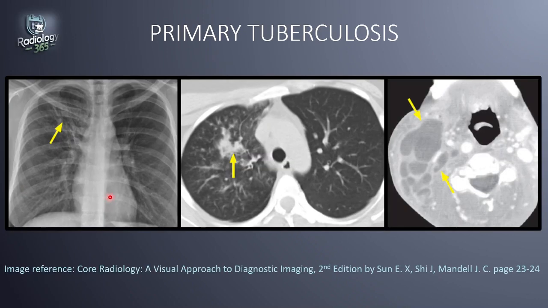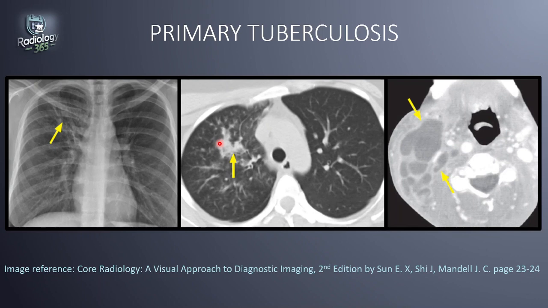So this chest radiograph on the left here shows a vague right upper lung opacity where the arrow is. It's a vague lesion. And the CT shows a patchy opacity in the lower portion of the right upper lobe with adjacent tree-in-bud nodularity. So if you look around, there are some nodules that appear to have a tree-in-bud appearance. This patient's sputum grew Mycobacterium tuberculosis.